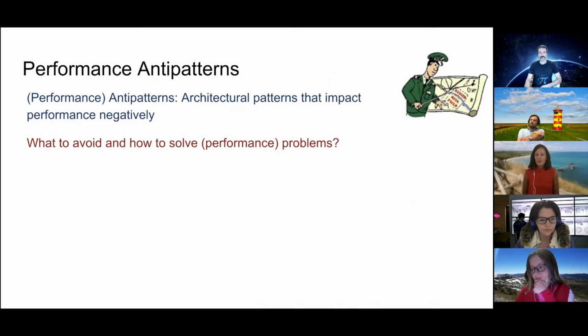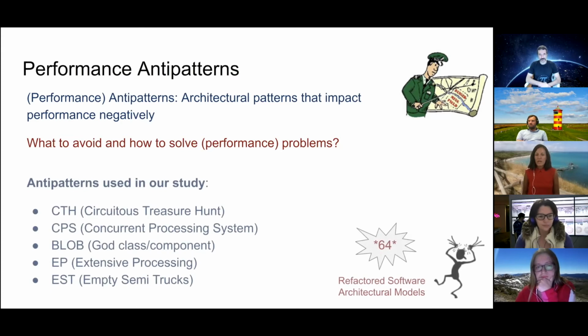However, for performance antipatterns, there might be several options. The ones that we were using in our case study are listed in the slide. Specifically, we have the circuitous treasure hunt, concurrent processing systems, blob, extensive processing, and empty semi trucks. But in a case study, we found 64, so they are really a lot, they are many. There is another cross-cutting concern that will be presented by Alda.